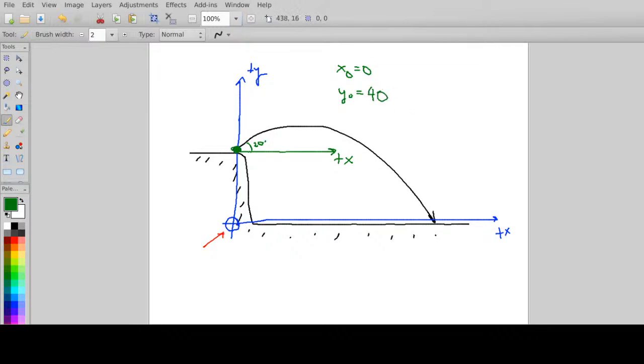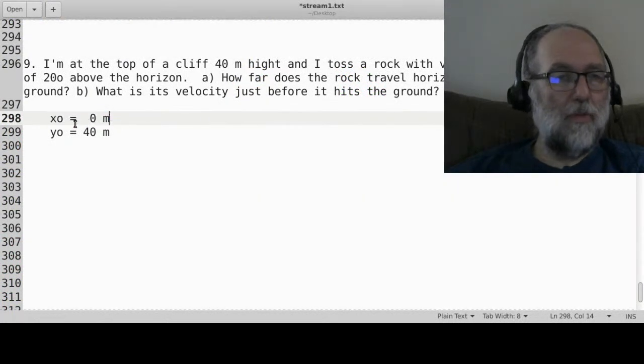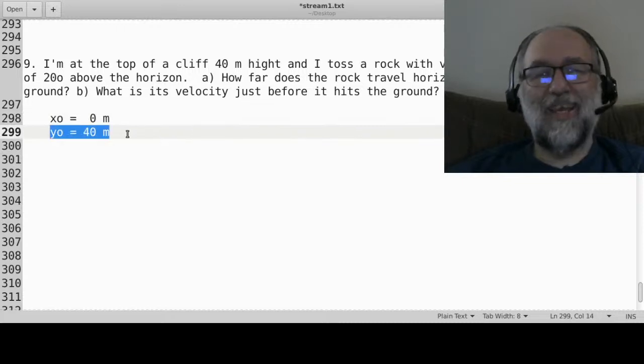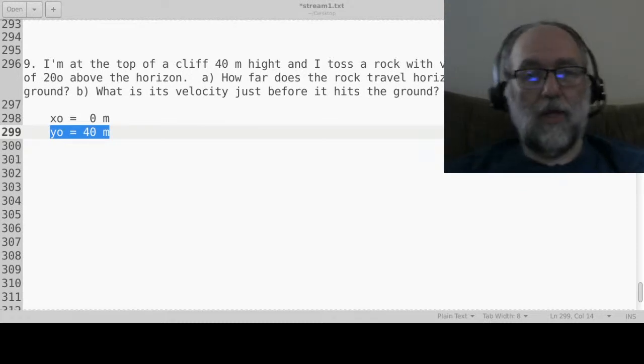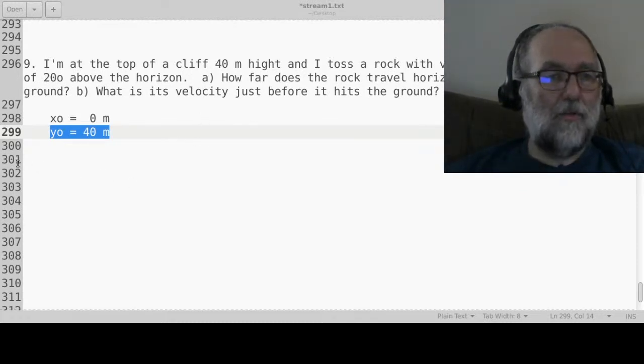Okay, and that's how I got those two numbers. So back over here, just transposing them, the initial x value is 0, the initial y value is 40 meters. Okay, and that's where I first throw this rock. That's where I'm going to be throwing the rock from. Now, what about the final?